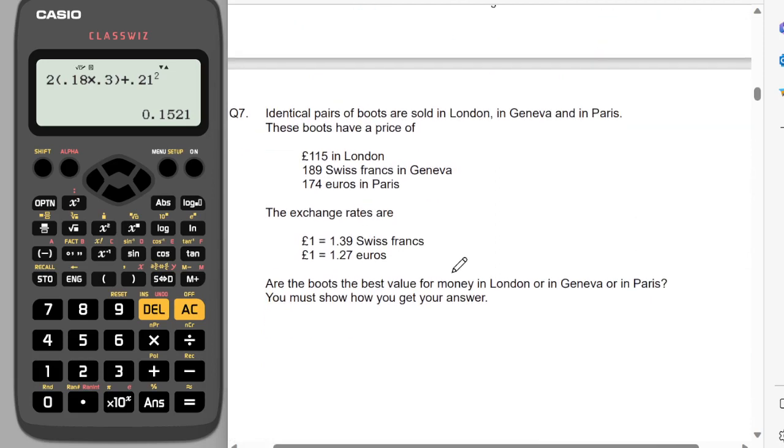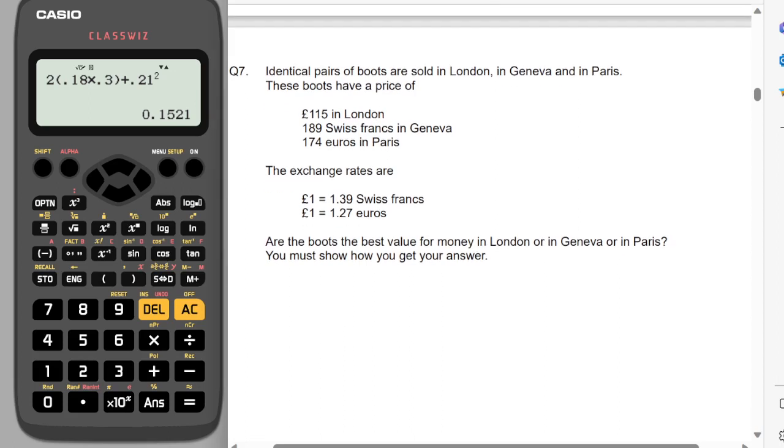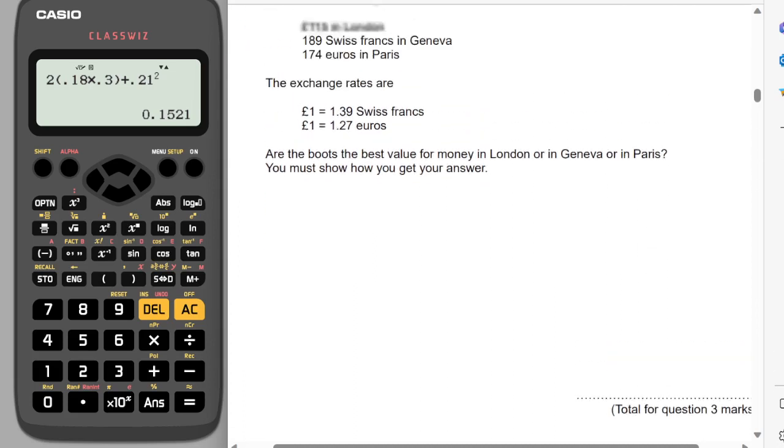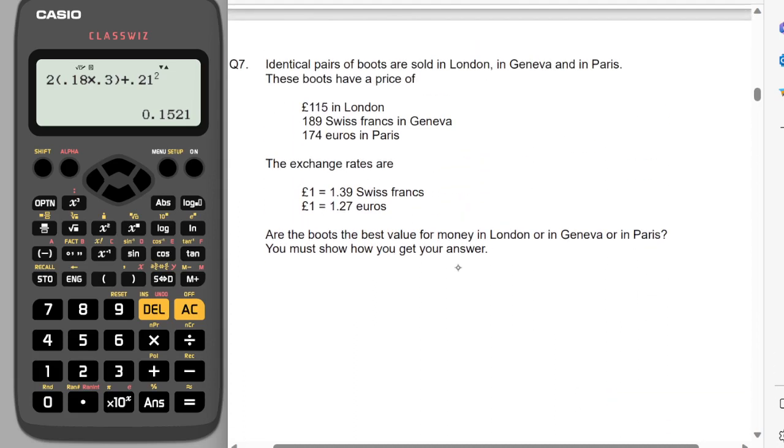Okay, question 7. Identical pairs of boots are sold in London, Geneva and Paris. These boots have a price of, and we're given the prices. The exchange rates are given. Are the boots the best value for money in London, Geneva or Paris? So to do this, I need to convert them all into the same unit, really. I'm going to stick with pounds. It doesn't say that we've got to do it one particular way, but I'm going to stick with pounds for each one.